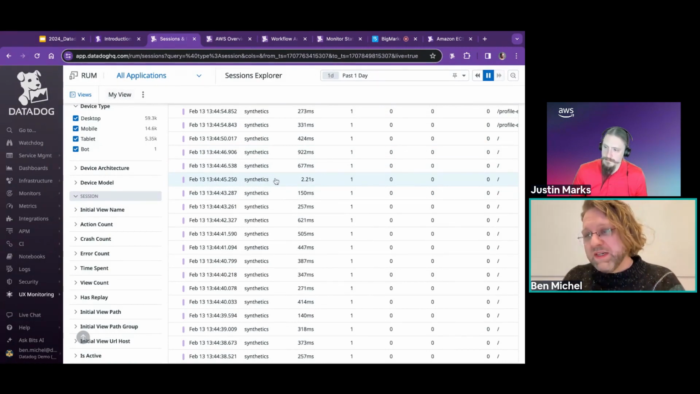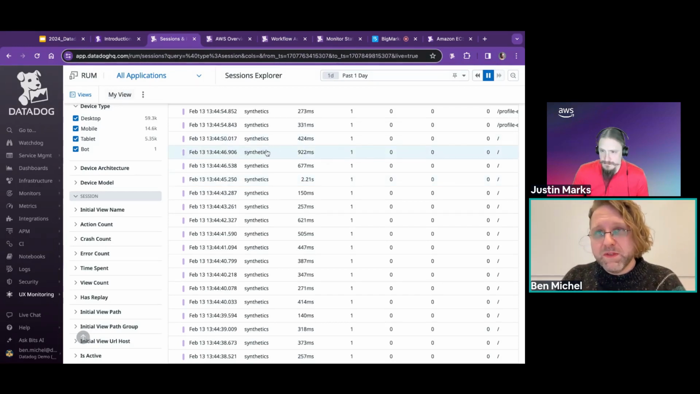So it looks like I haven't correlated the logs and traces to RUM, but that would be my next step. So I can be alerted down to a line of code if front-end issues are occurring like that. So that's good to note.